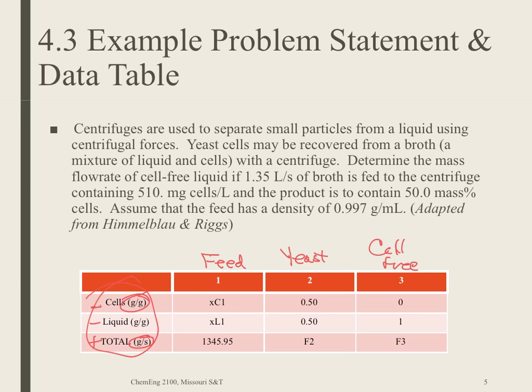I do not know what was being fed in, but I know the flow rate of that. I do not know the flow rates of these two products, but I can figure them out. So I'm going to list these as unknowns. Normally I would list this as an X with a subscript C1, an X with a subscript L1, an F with a subscript 2, an F with a subscript 3, but my iPad didn't choose to enter those in that way.